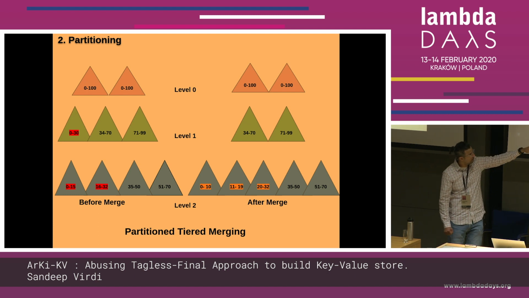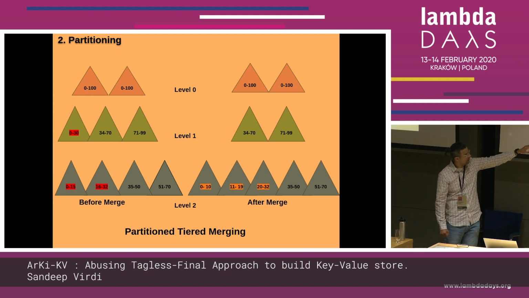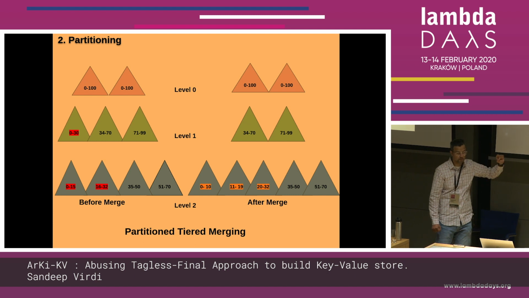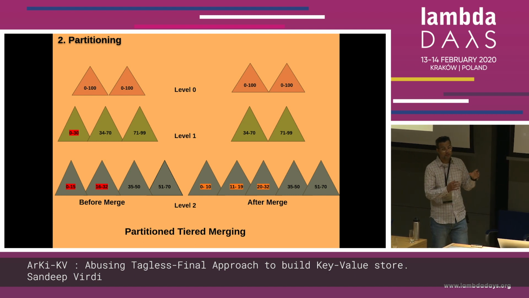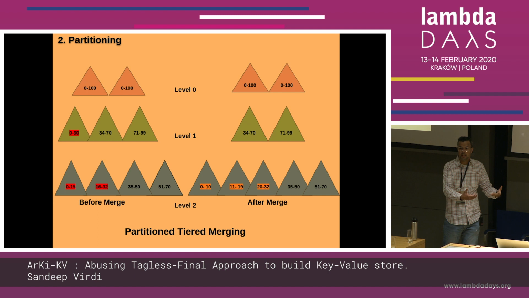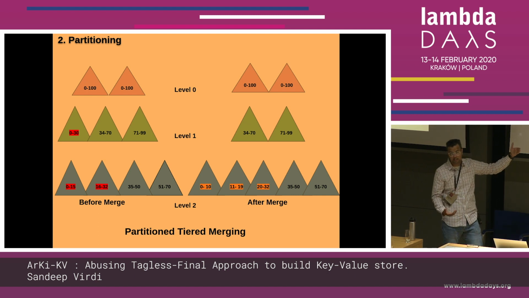So here we are effectively collecting the SS tables marked in red on level 1 and level 2, and then forming new SS tables represented in orange at level 2. So what we are doing here effectively is taking the key range and then partitioning them and then merging them on the next tier or level. That's where the name actually comes from.